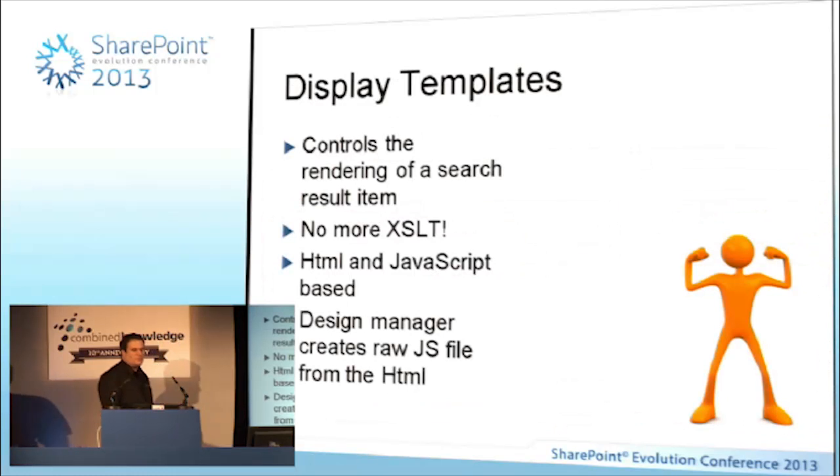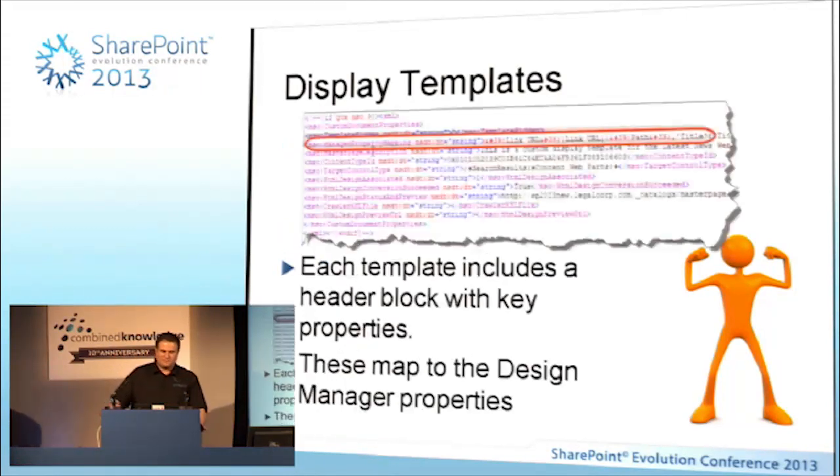So from the result sources, we then need display templates. So we need a way of rendering this content to the screen. So no more XSLT. I know a few people that are going to be happy about that. HTML, JavaScript based, and if you've got publishing turned on, you have the design manager to create that raw JS file for you. You can create the JS files yourself. Use the design manager. You'll probably save yourself a world of pain.